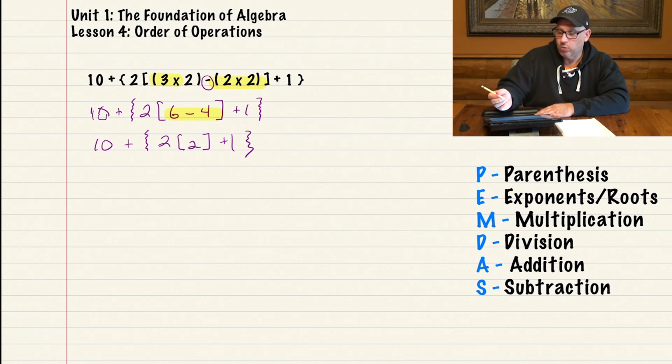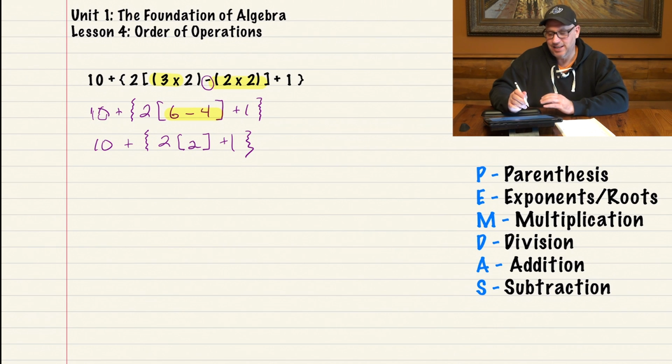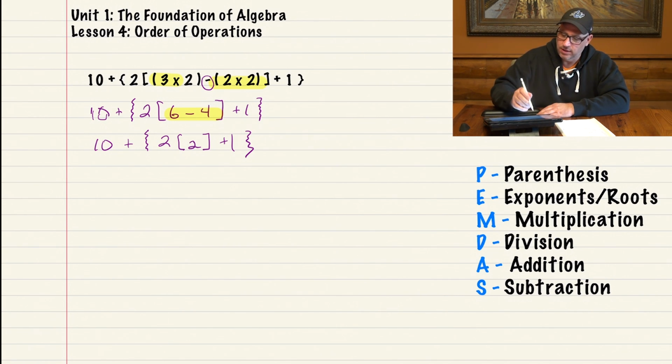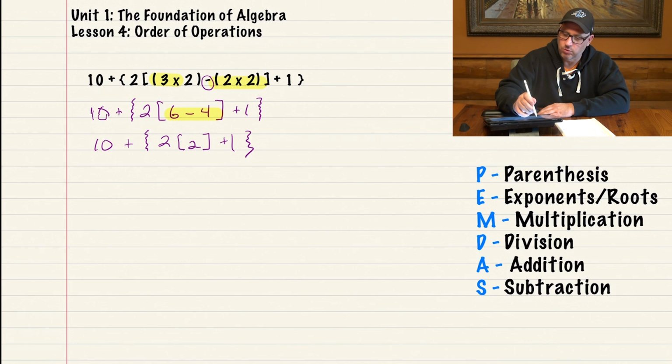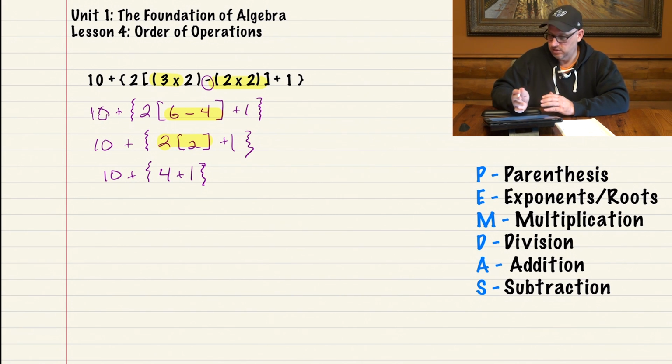Again, reapply my order of operations. And inside here now, what do I have? I have multiplication and I have addition. And what comes first? Multiplication comes first. So what I'm going to do is this, the 2 times 2. I have 10 plus this brace. That becomes 4 plus 1. Notice that I dropped those brackets now because I don't need them. I did the multiplication. And then I reapply my order of operations.